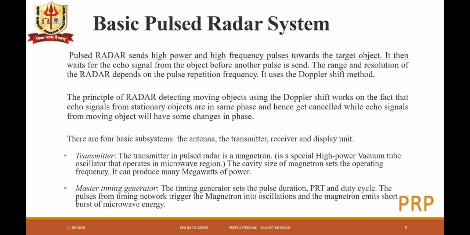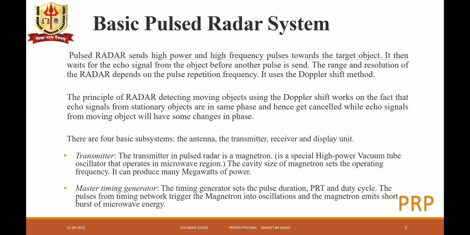The principle of radar detecting moving objects using the Doppler shift works on the fact that echo signals from the stationary objects are in same phase and hence get cancelled, while echo signals from a moving object, moving target, will have some changes in the phase and will be forming loop on the display. So it will be easier to detect the moving target on the display.